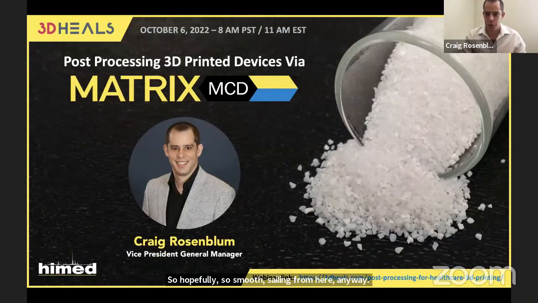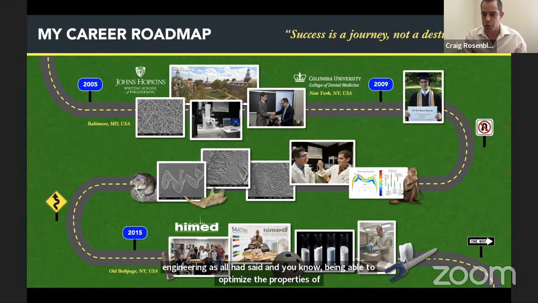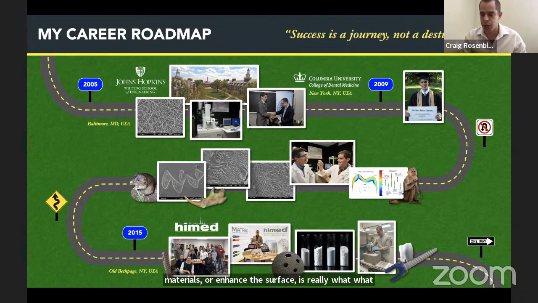My name is Craig Rosenblum, and I'm here to present a particular post-processing with MCD apatitic abrasive. This is a grit blasting process that the company HiMed, where I currently work, performs. Before I get into the process, just as a way of introduction, I like materials. I studied material science and engineering, as Zalt had said, and being able to optimize the properties of materials or enhance the surface is really what interests me in this topic.